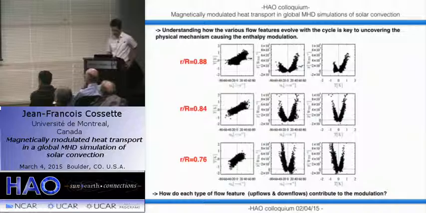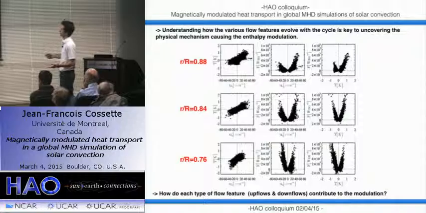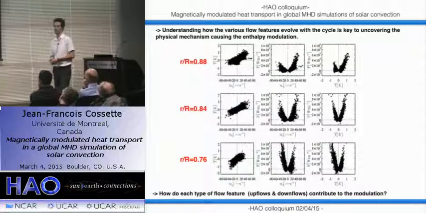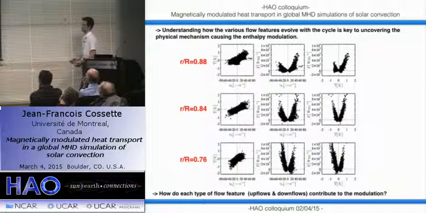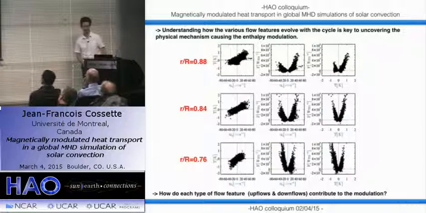Why then does the intensification of the magnetic field lead to an enhanced convective heat transport at cycle maximum? To answer this question, we need to look at how each flow feature is modulated with magnetic activity. This shows the correlation of temperature perturbations with velocity, flux and velocity, and flux and temperature at various levels in the simulation. We basically have cool downflows and warm upflows, which produce a positive enthalpy flux. We do have a smaller fraction of flux values that are negative, which is associated with turbulent entrainment of hot fluid downwards and cold fluid upwards.